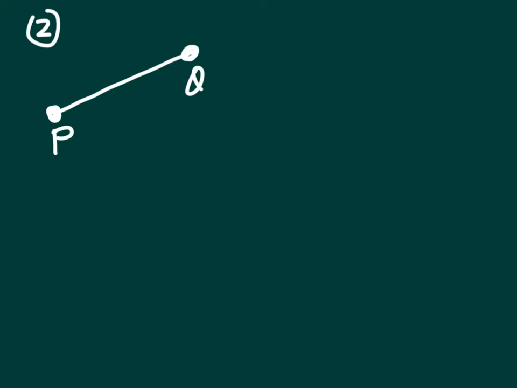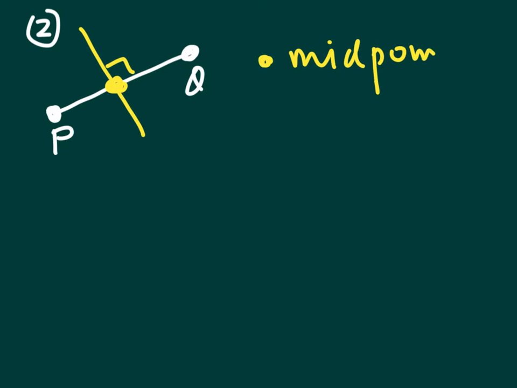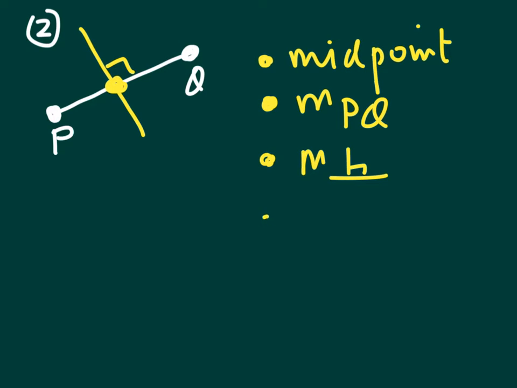Question 2, perpendicular bisector. So we need this point here and this gradient, which is perpendicular. So the stages we go through, first stage is to find the midpoint. Second stage is to find the gradient of PQ. Third stage, find the perpendicular gradient. And then stage 4, use the midpoint and that perpendicular gradient in the formula y minus b equals m(x minus a).